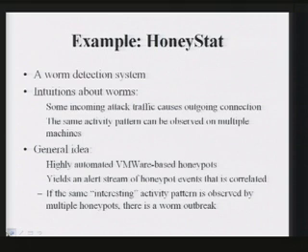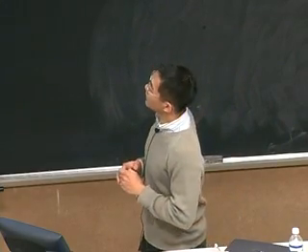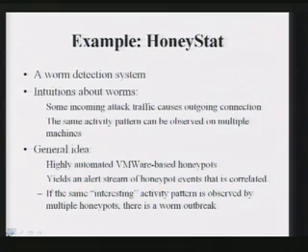So the example of such a sensor and then correlation, a two-layer system, is the HoneyStat system that we built. We were working on worms last year like everybody else, so that's why I use those examples. I don't necessarily say the worm research is great, but I think it's very intuitive. Everybody understands worms. So anyway, we work on HoneyStat.